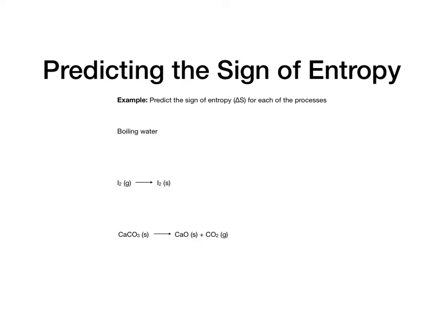Okay, so our first example is boiling water. So boiling water is going from H2O liquid going to H2O gas. Now, we know that the inherent entropy of a gas is higher than that of a liquid because the atoms are further apart and therefore they can occupy more spaces, they can have more arrangements.